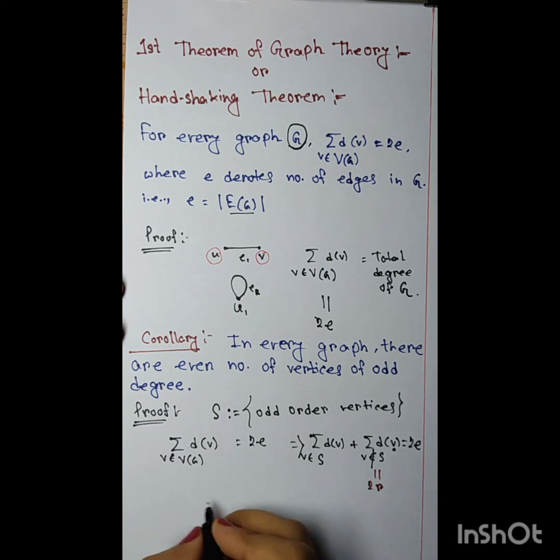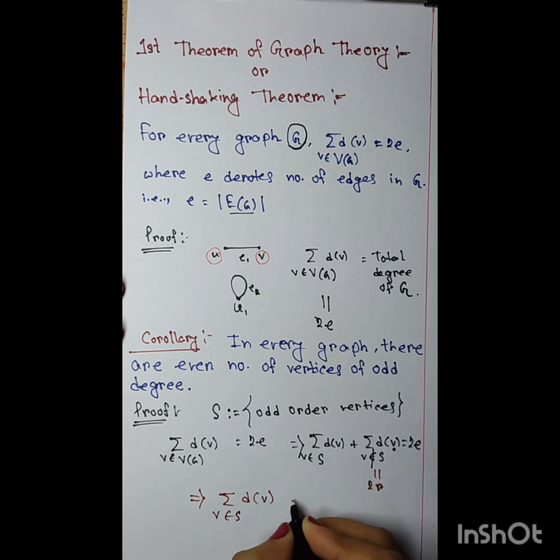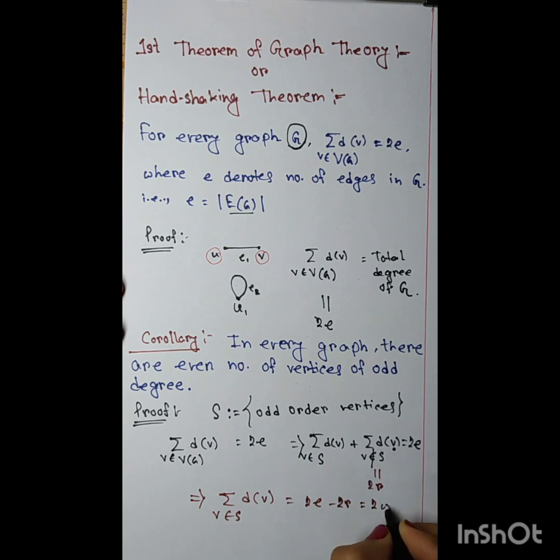Now from here, the sum of degrees of v when v is in S is equal to 2e minus 2r, and it is also even, so we can write it as 2 into something, say w. The subtraction of two even numbers is also even. So the sum of degrees of v when v is in S is an even number.